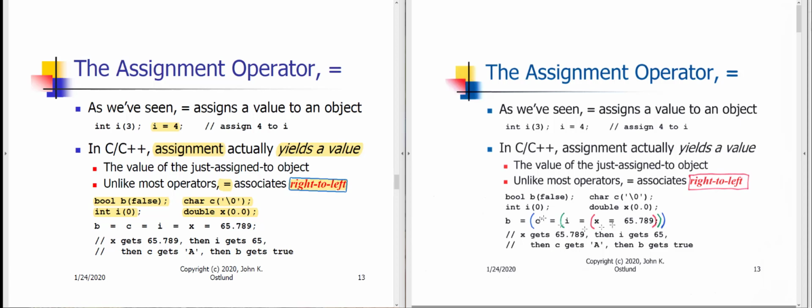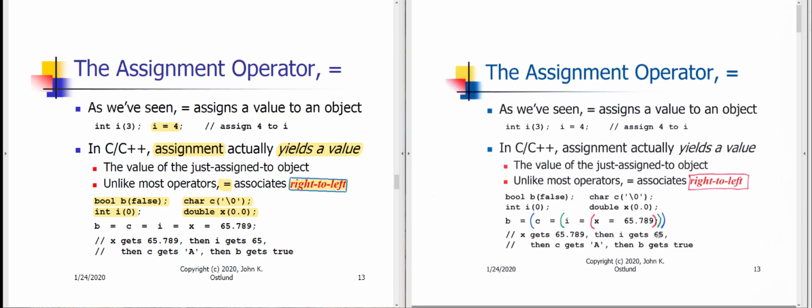So let's figure this out. X is a double, and so X gets 65.789. Assigning a double value to a double variable works fine. The value of this assignment is the value of X, which is 65.789. That value then gets assigned into I. Now, I is an int. If we assign the value 65.789 to an int, the fraction gets chopped off, and so I gets the value 65.